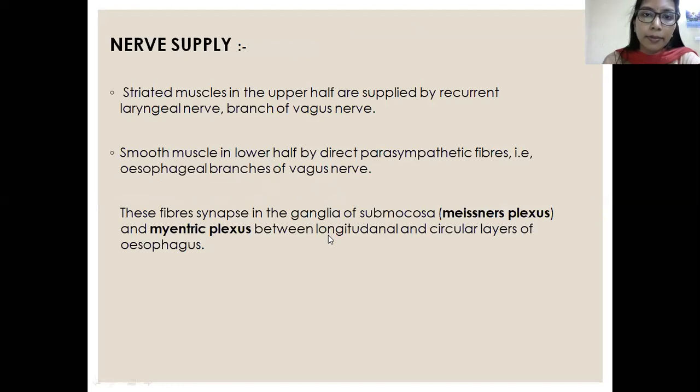So the nerve supply to the striated muscles in the upper half is by recurrent laryngeal nerve, which is a branch of your vagus nerve.